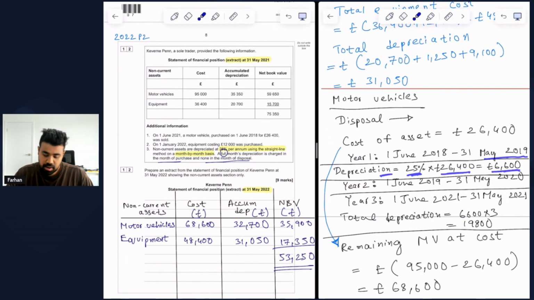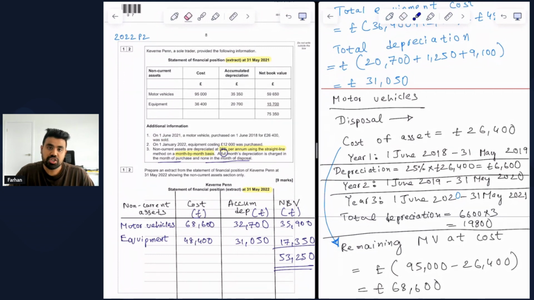Now, we also understand that the second year of usage for this motor vehicle would be from 1 June 2019 all the way until 31 May 2020. And the third year of usage will be from 1 June 2020 all the way until 31 May 2021. This asset was sold on 1 June 2021, as it is mentioned in the question, which means this asset was in use for exactly 3 years in total, starting on 1 June 2018 and ending on 31 May 2021.